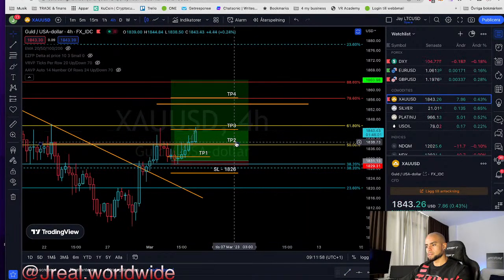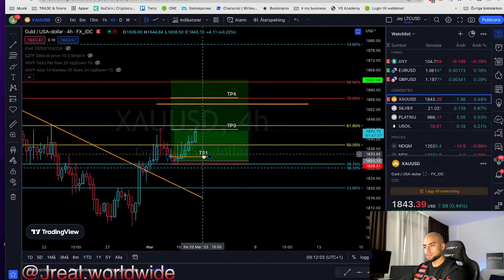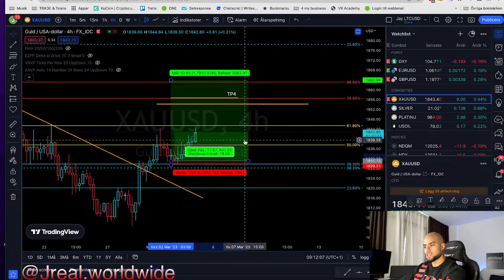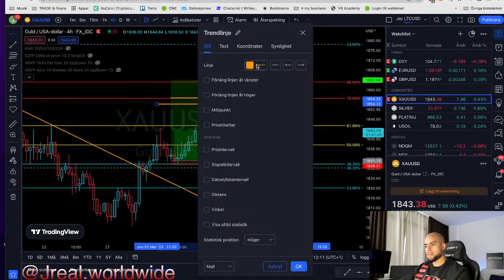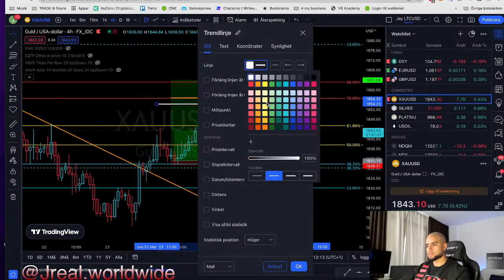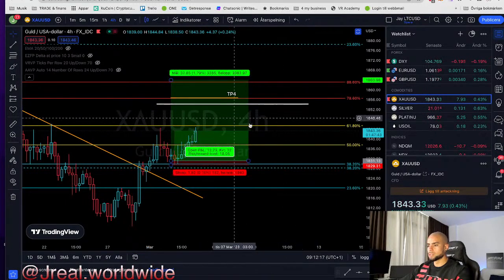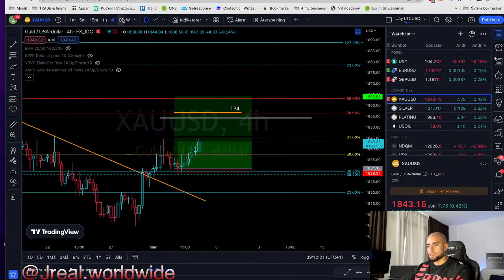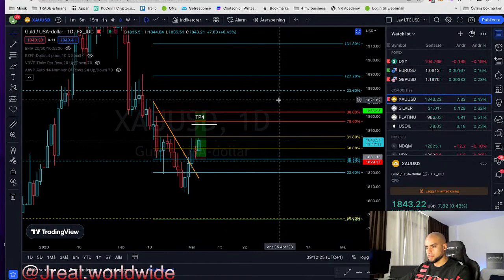Let's do it like this. Let's remove these. Let's remove these. Let's remove all of these. Just keep TP4. That's good. All right, so this is the entry zone that Manara is giving us on gold. Now let's investigate it. Let's see if we agree.